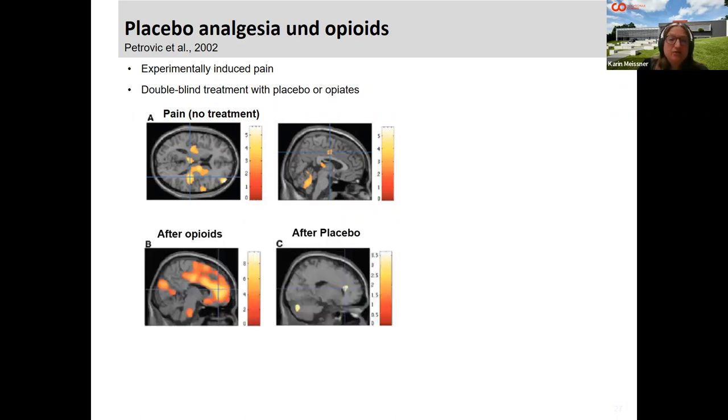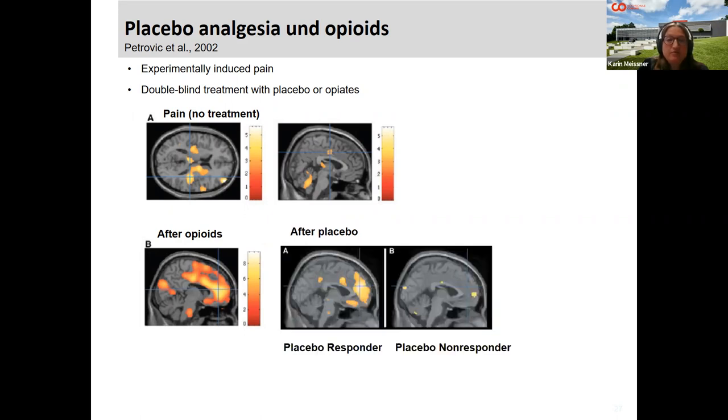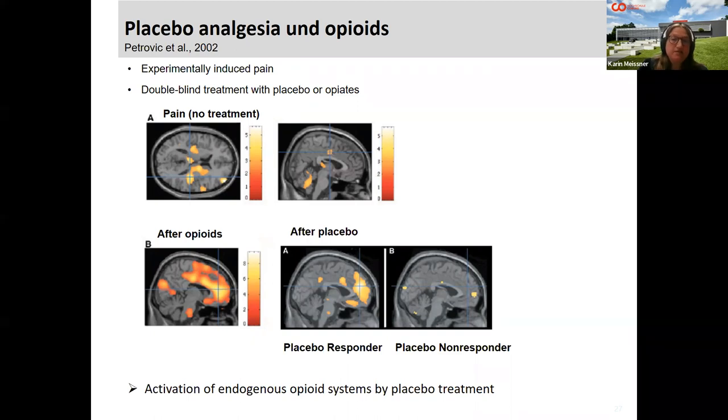And then here you can see what happened in the brain after giving the real drug on the left-hand side and after giving placebo. And if we split again the placebo group into the group which showed a placebo response and the group which did not show any pain reduction, then you see there is a great overlap between the activity in the placebo responders and in those who received the active drug. And the main focus is here in the prefrontal cortex. And we know from many studies that the prefrontal cortex is a very important region in which placebo effects are initiated. So this was the first study to show that endogenous opioid systems are activated by placebo treatments. And there have been a lot of other studies which could confirm it.